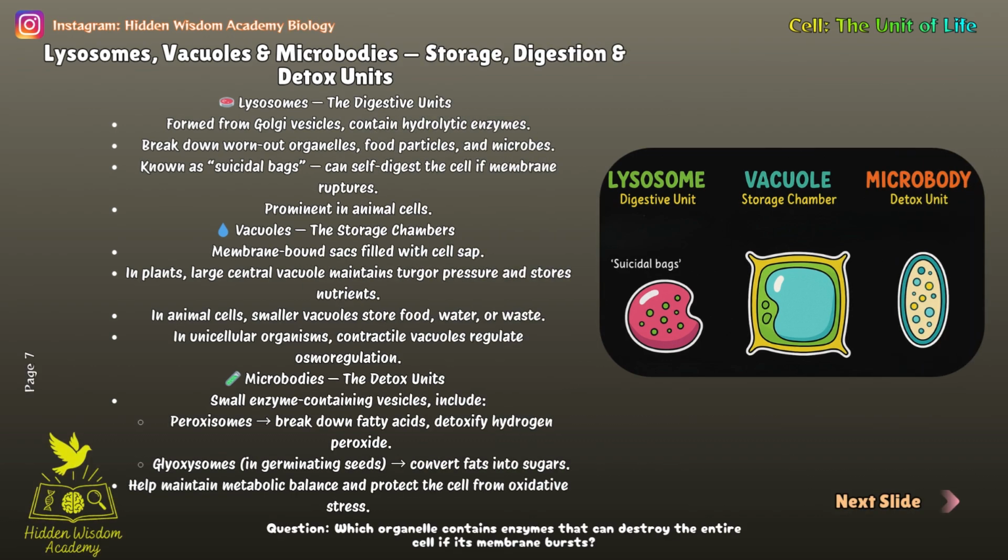Lysosomes, vacuoles, and microbodies act as the cell's maintenance team. Lysosomes digest unwanted materials and old organelles using strong enzymes. Vacuoles store water, food, and wastes in plants. The large central vacuole also keeps the cell firm. Microbodies like peroxisomes and glyoxysomes help detoxify harmful substances and change fats into sugars. Together, they keep the cell clean, balanced, and working properly.